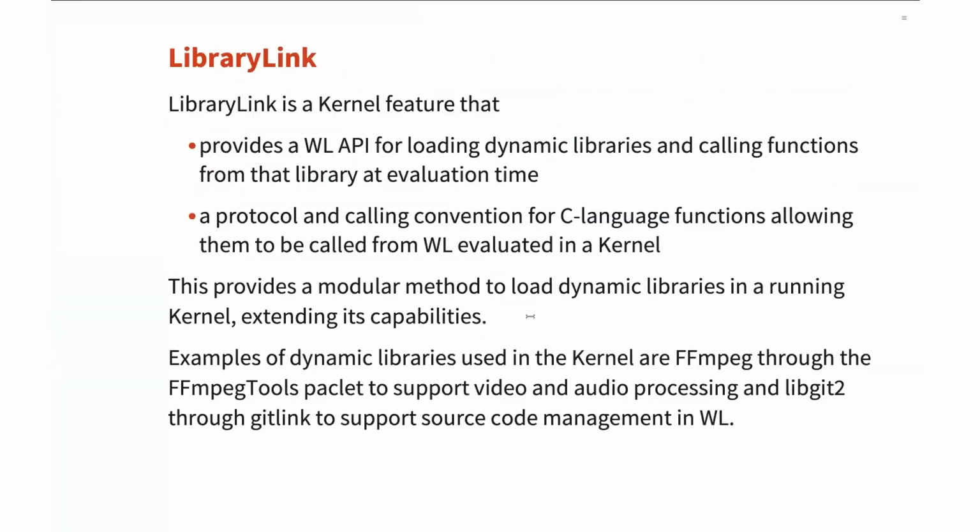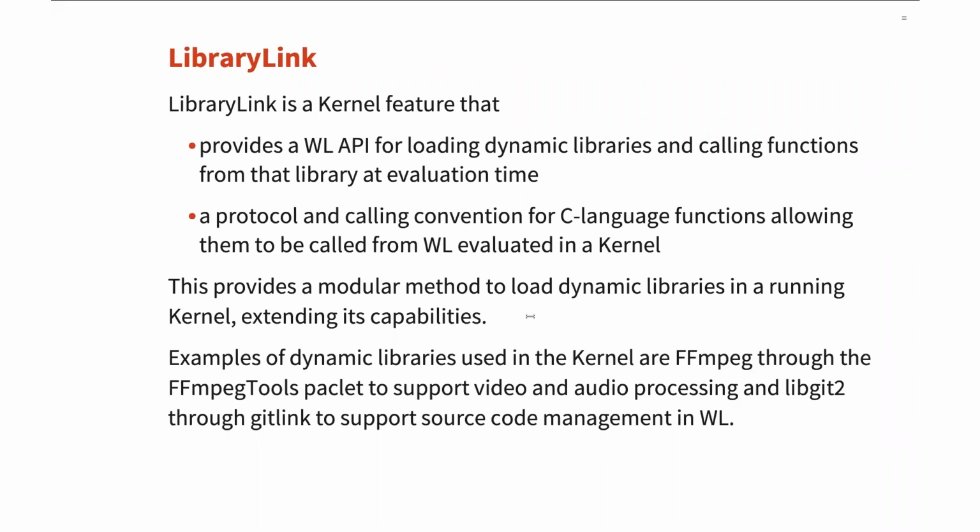LibraryLink. This is, I think, why everybody's here, because LibraryLink and the front end sound like two things that absolutely don't go together. But they do. So what is LibraryLink? LibraryLink is a kernel feature that does two things. It provides a Wolfram language API for loading dynamic libraries and calling functions from that library at evaluation time. And it provides a protocol and calling convention for C language functions, allowing them to be called from Wolfram language evaluated in a kernel. And why is that nice? It's nice because it's a modular way of extending the capabilities of the kernel through dynamic libraries.